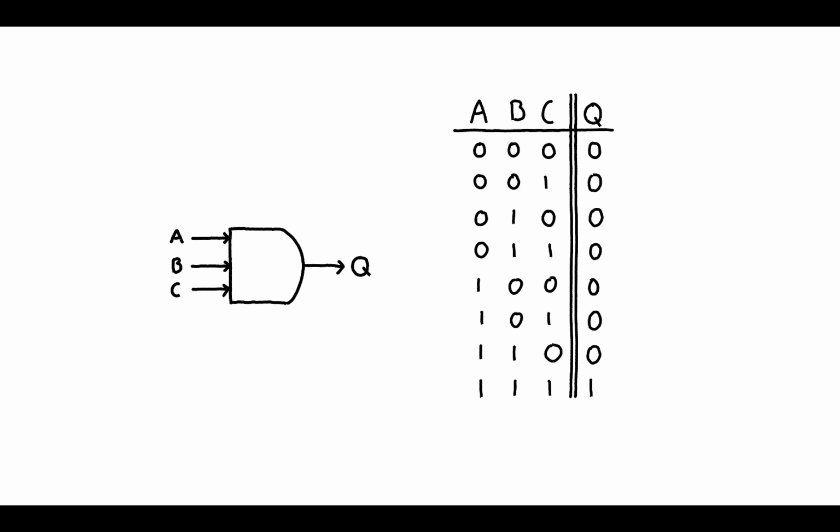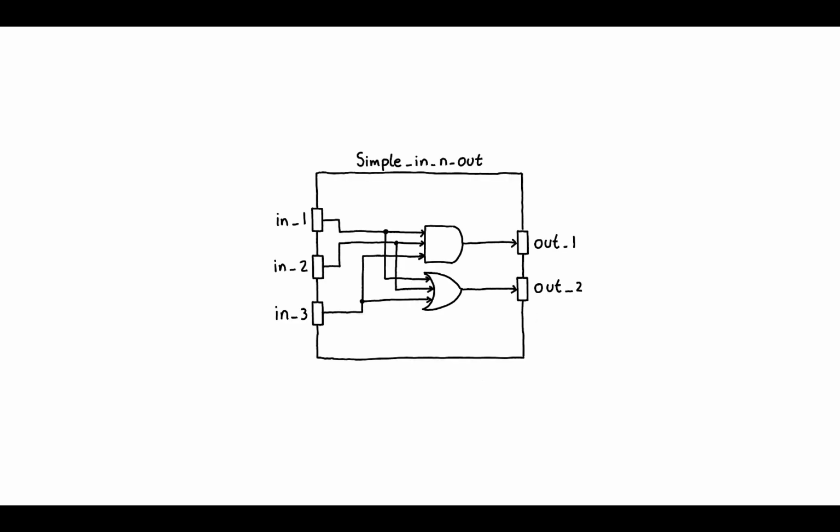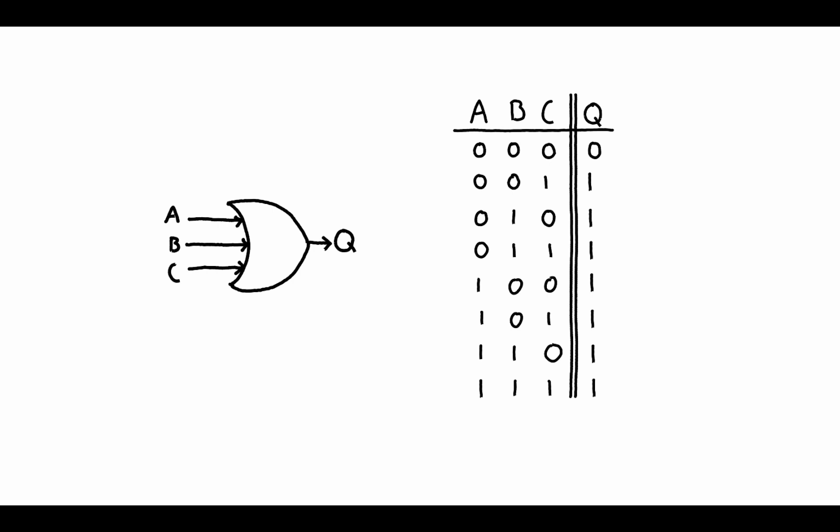You can see that when A, B, and C are all high, that is the only case where the output Q is high. As for out_2, we want it to be the OR of all inputs, meaning that the output is high whenever any of the inputs are high. And so here's a truth table for that. And here we can see that the output Q is only low when all the inputs are 0.